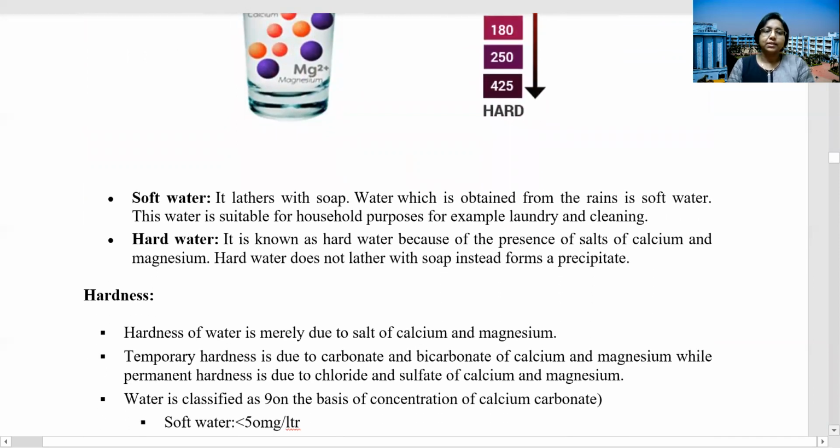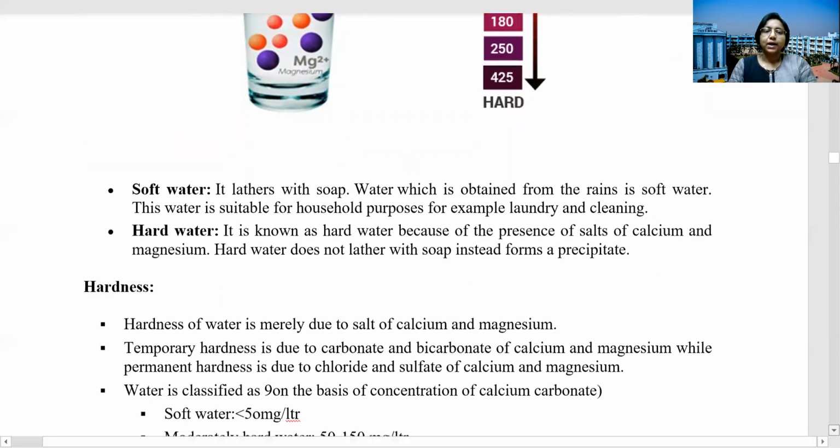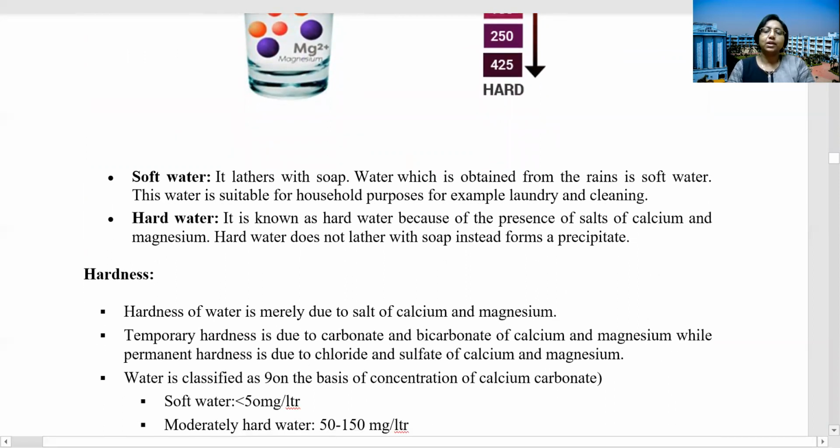So you can see here, soft water or hard water. There are two types. Where the hardness is lower, that is called soft water. Water obtained from rain is soft water, which does not contain much salt. The hard water contains the salts of calcium and magnesium and also the salt of iron. That is called hard water.